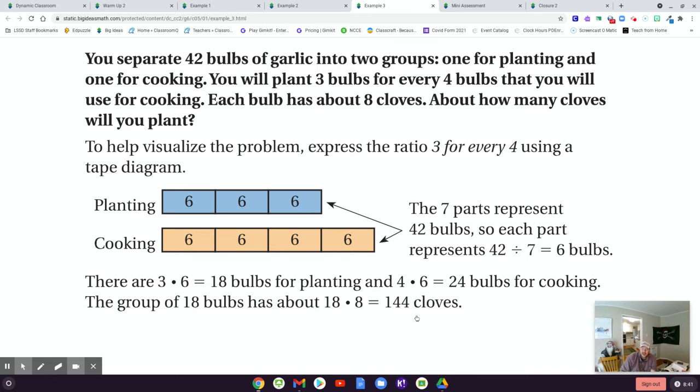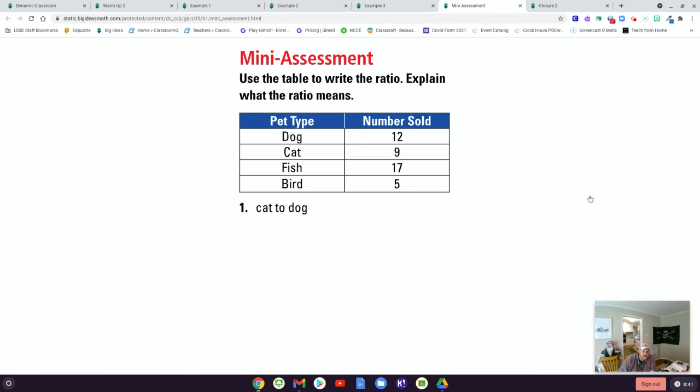All right, that is about as tricky as you're going to see when you're working through your big ideas. So you're going to plant 144 cloves. And if you can do this problem, then ratios are going to be a cinch for you. All right, so let's do a quick little assessment. I'm going to show you the types of questions that you're going to be asked.